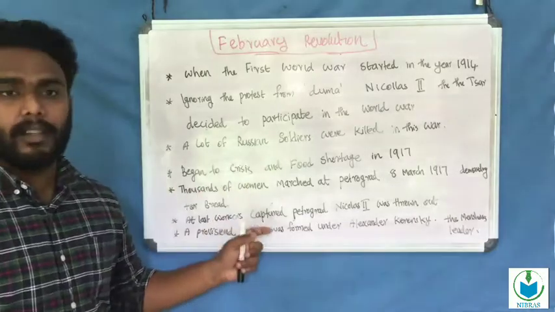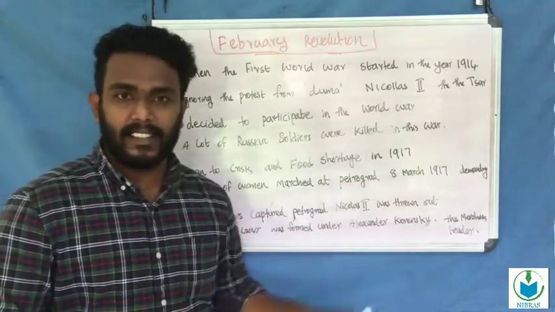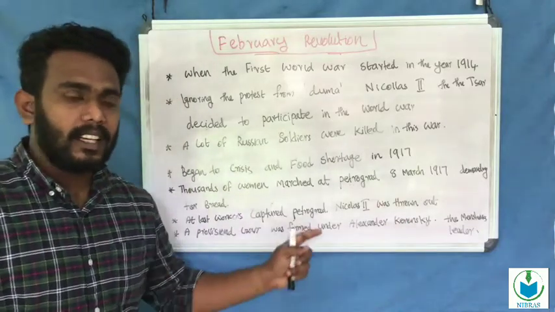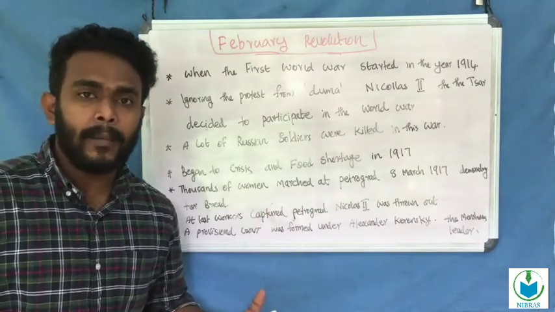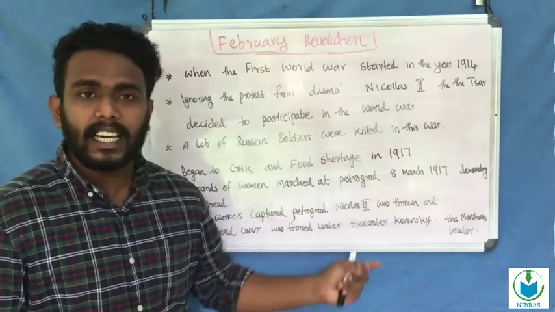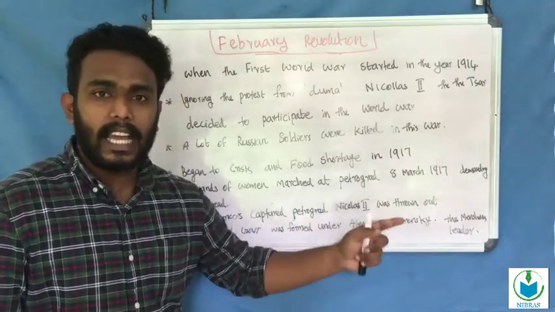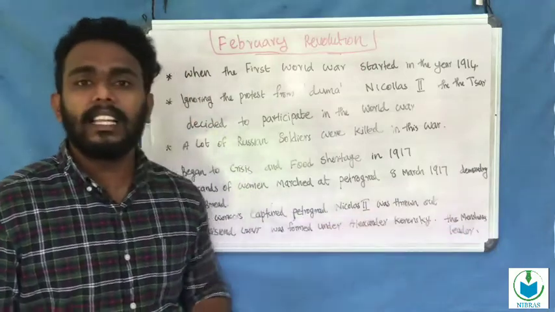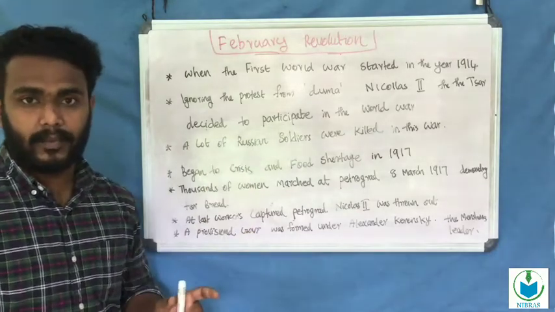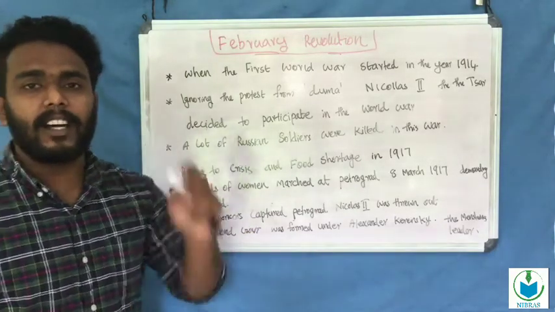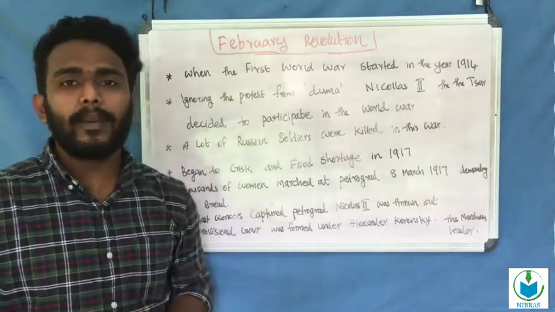A provisional government was formed under the leader Alexander Kerensky. Who was Alexander Kerensky? We know that he was a Menshevik leader, and he formed the provisional government. This event was known as the February Revolution.